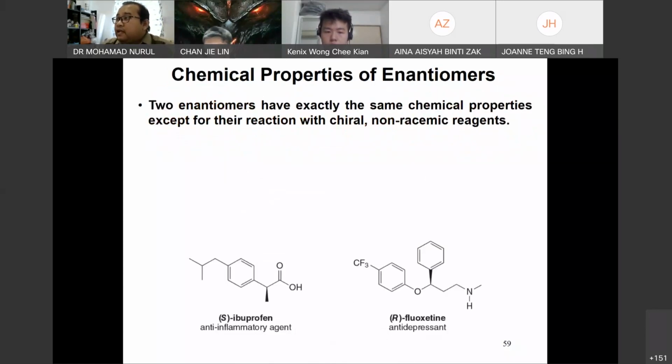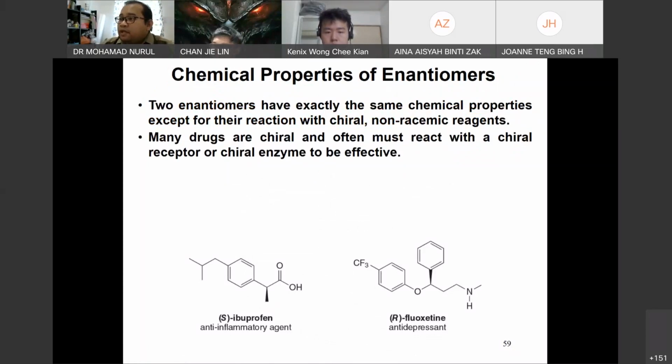Okay, chemical properties of enantiomers. Two enantiomers have exactly the same chemical properties except for the reaction with chiral and non-chiral reaction agents.